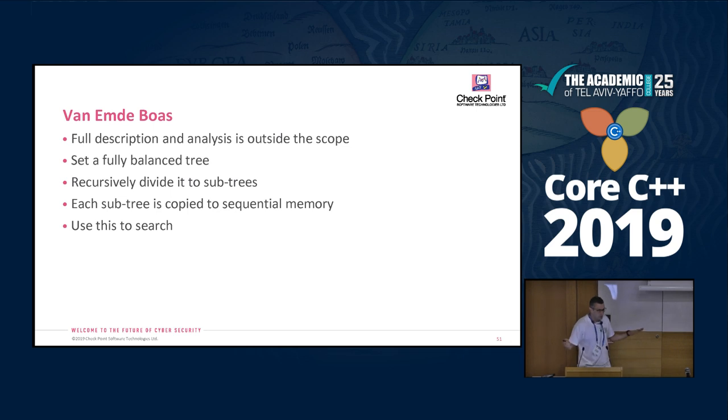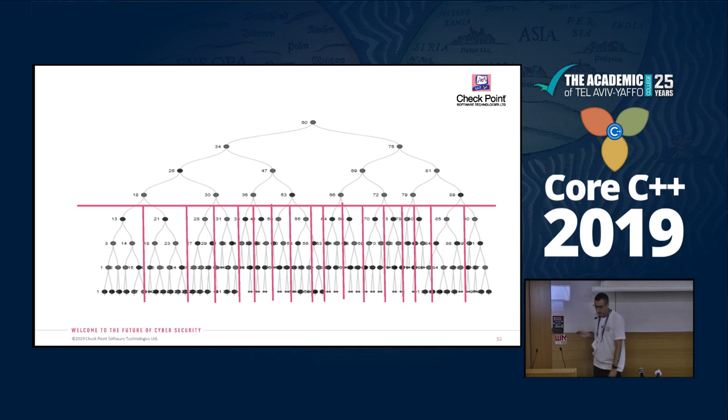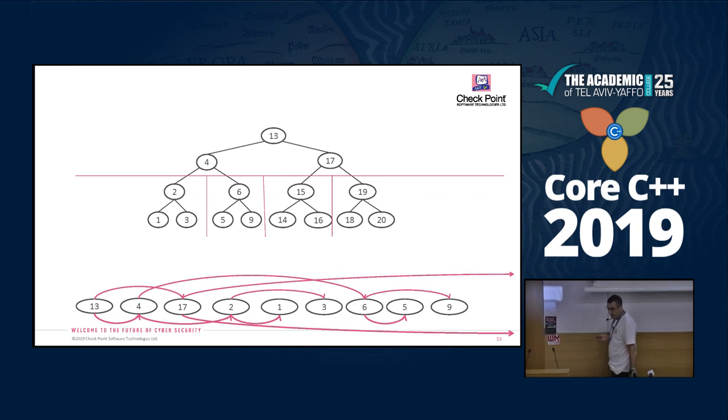So I said a lot of words and probably no one got any clue what I'm talking about. So we have here a fully balanced binary tree and we just divide it in the middle into the top section and then into all the other children, all the other nodes. And recursively do it. So we take one section of it and divide it again. And then we store each subtree continuously. So the top subtree is here continuously. The next one is also continuous. And also this whole subtree is continuous in the memory. And that's where the magic comes.